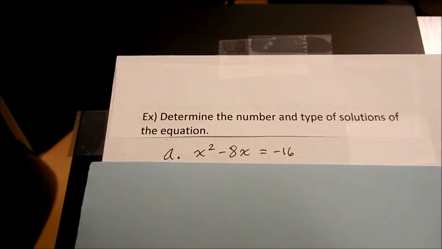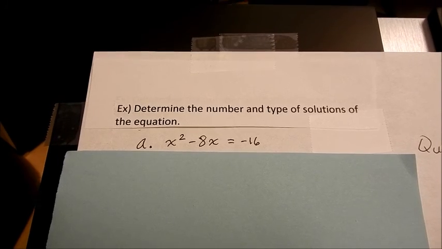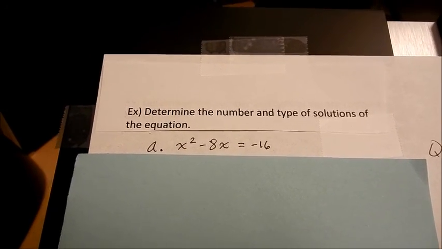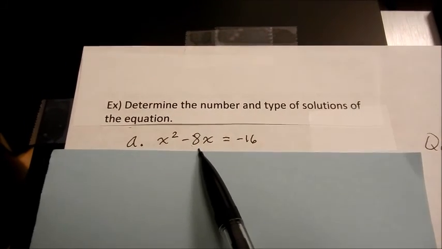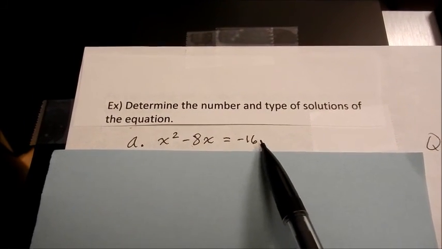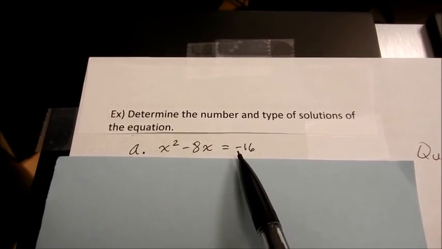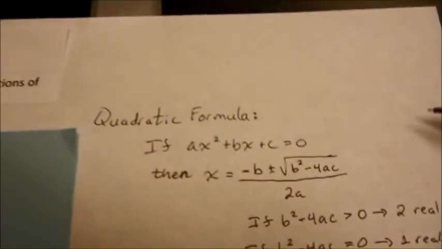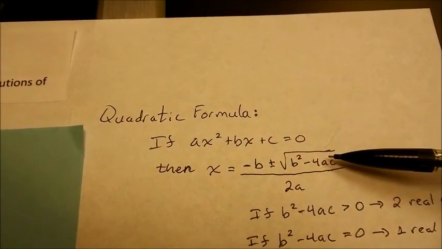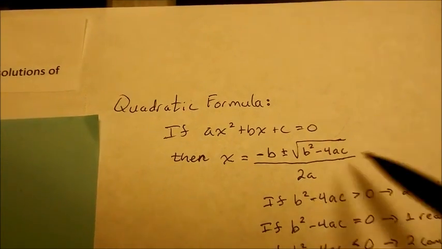In this section, we show you how to use the quadratic formula to determine the number and type of solutions of quadratic equations. For example, if we want to determine the number and type of solutions of this equation, not solve it, but just find the number and type of solutions, we look at the discriminant of the quadratic formula. Here's what the discriminant is. It's this portion inside the square root that determines the number and types of solutions.